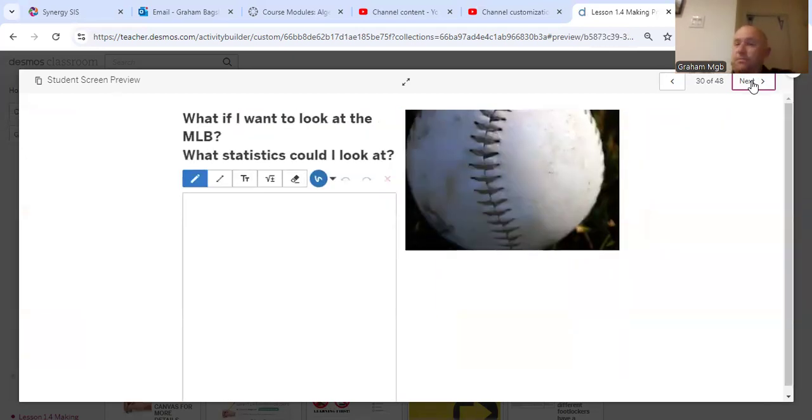For Major League Baseball, hits, home runs, steals, doubles, triples, singles, catches, fielding percentage. For pitchers, you might want to look at strikeouts. You might want to look at how many balls and strikes they throw in a game.